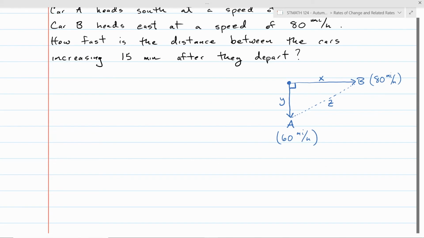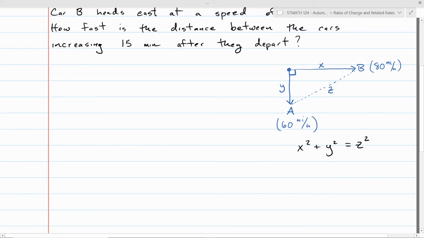Pythagorean theorem, or if any angles are known besides the right angle there, maybe I would use a trig function. But I don't really know anything about any of the other angles, so I think just observing that x squared plus y squared is z squared here is probably the relationship that I want to observe among those variables.